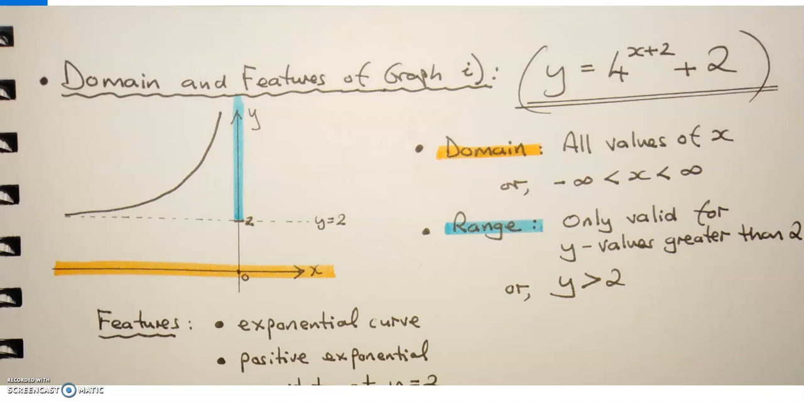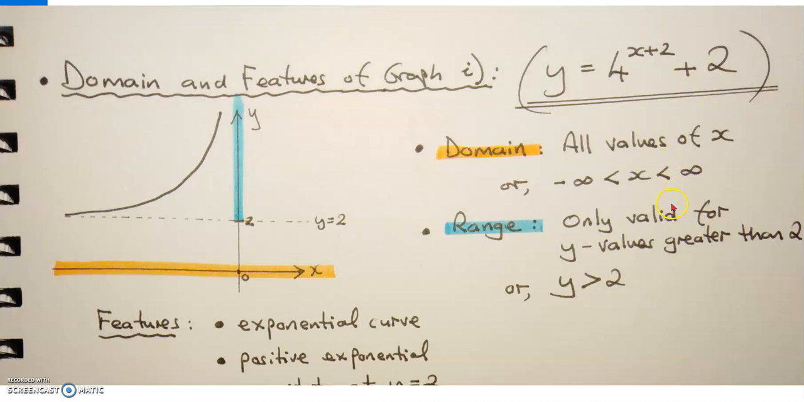As promised, I'm going to talk to you and show you what we mean when we want to list the features and the domain and range of a graph. Any graph, so not just these exponentials. Well, that first graph, graph I, came out to be that formula there, y equals 4 to the power of x plus 2, plus 2.